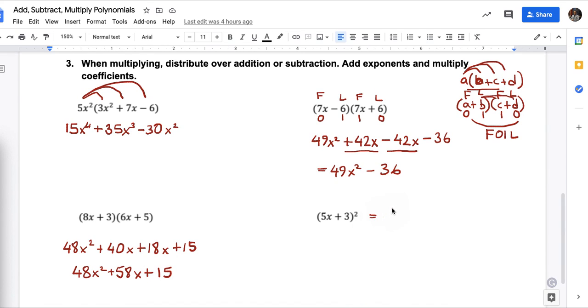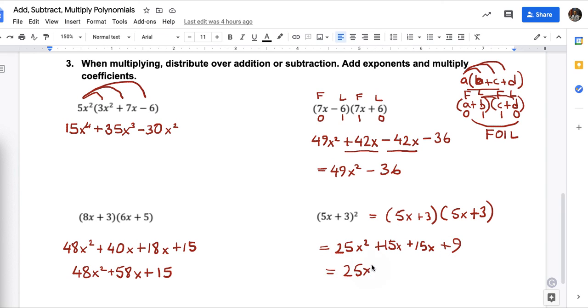Recall right here that this is the same idea. We've got 5x plus 3 times 5x plus 3 again. Sorry there. The FOIL method again gives us 25x squared plus 15x plus 15x plus 9, and we can combine the middle terms to get 25x squared plus 30x plus 9. All right, there you have it.